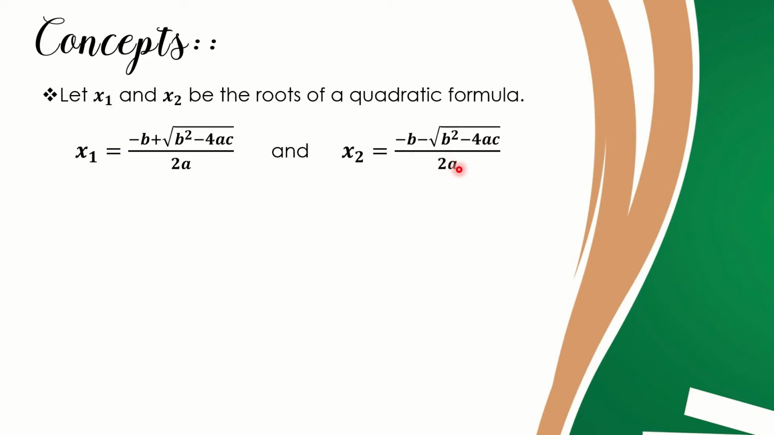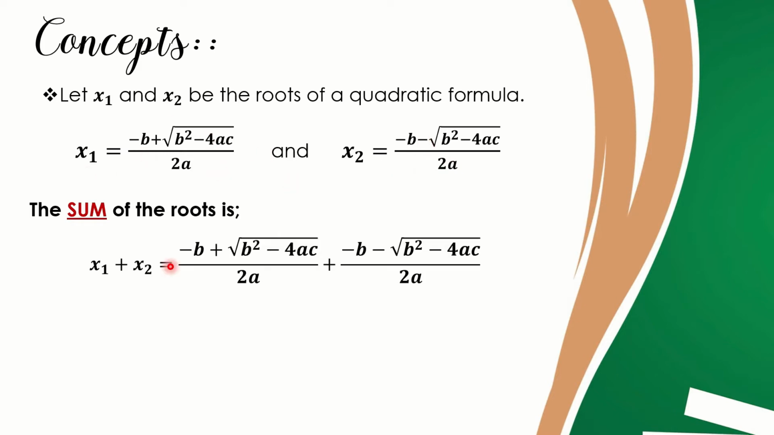over 2a. So let us have the sum of the roots by adding x sub 1 and x sub 2. So we will have negative b plus square root of b squared minus 4ac over 2a plus negative b minus square root of b squared minus 4ac over 2a. So, by adding the two roots here, we will just simply cancel this part and this part. Why, ma'am? Because this one is positive while the other one is negative.